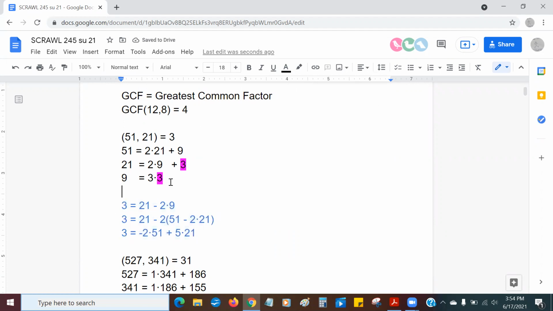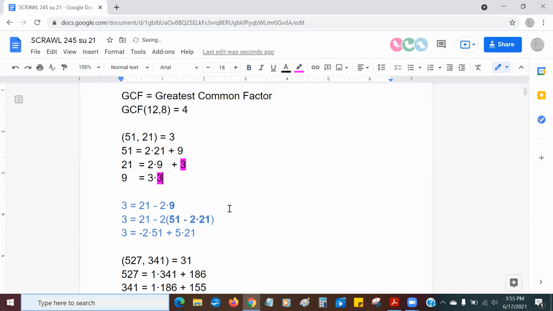So we start with the bottom number, 3. 3 is equal to 21 minus 2 times 9. Now for this 9 here, I'm going to substitute. For my next equation, 9 is equal to 51 minus 2 times 21. So for 9, I'm going to substitute 51 minus 2 times 21. That's where that's coming from.